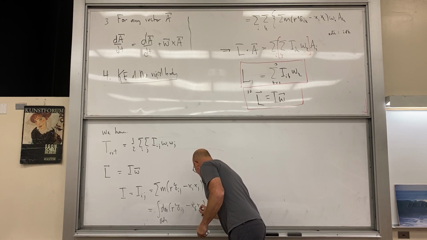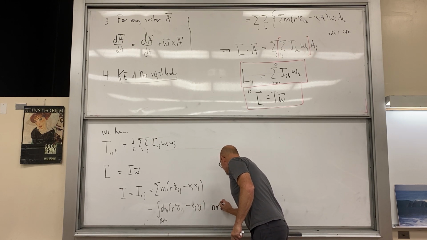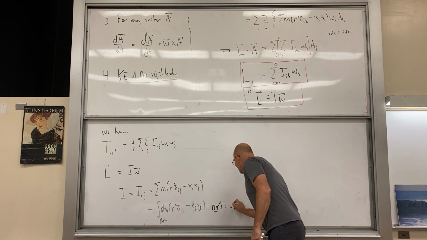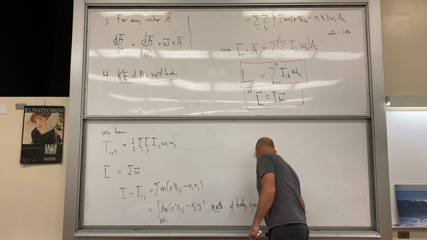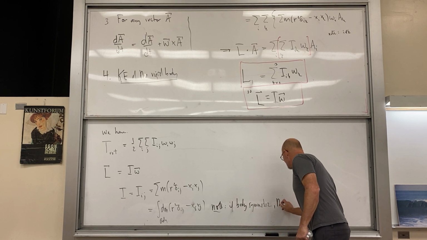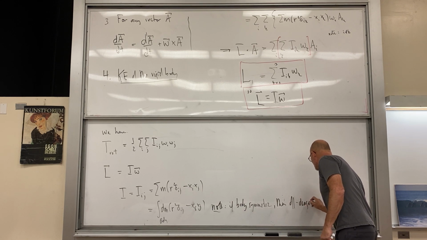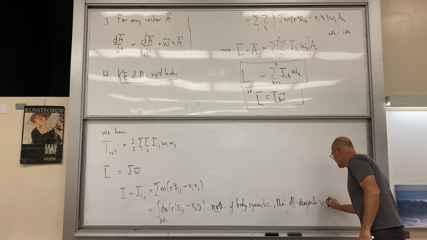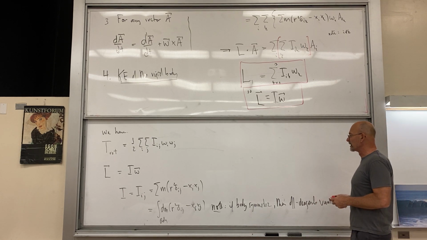That's an I, and that's a J. Okay, so I'm going to put that note right here already. If the body is symmetric, then off diagonals vanish. And a diagonal matrix isn't that bad to deal with.